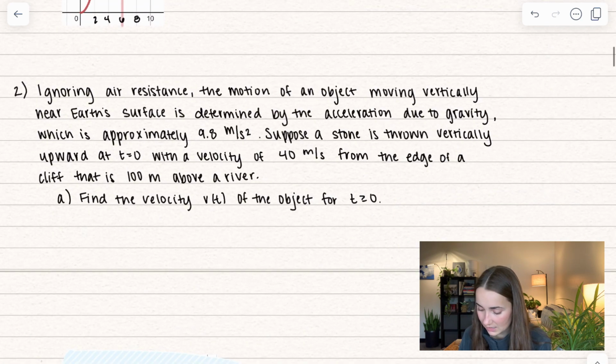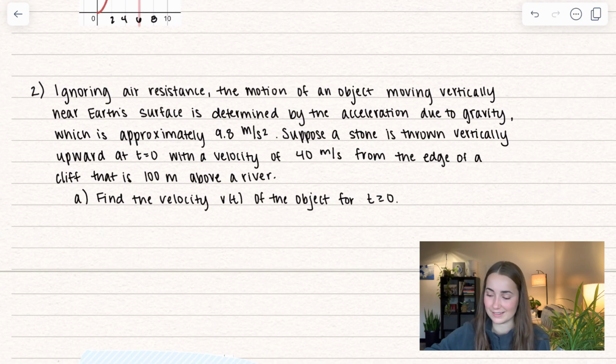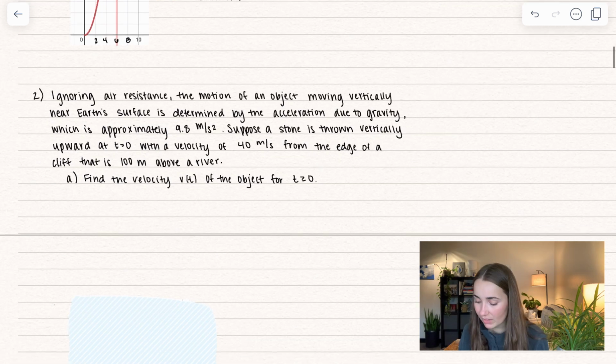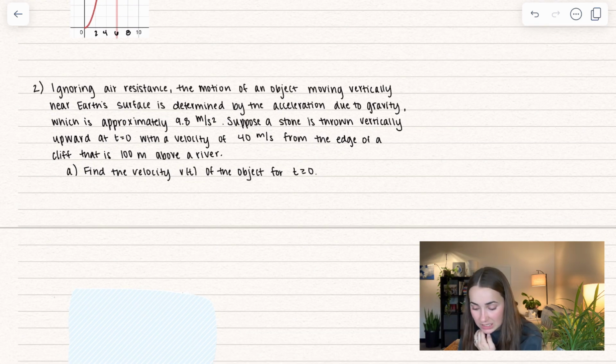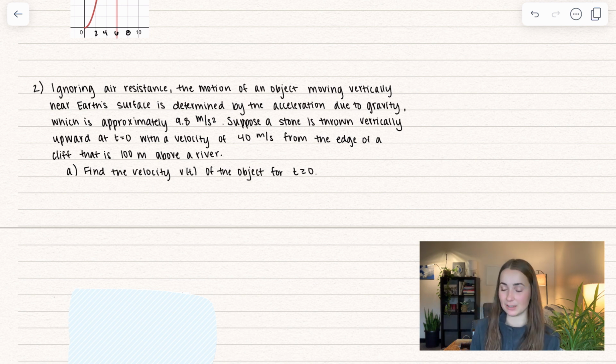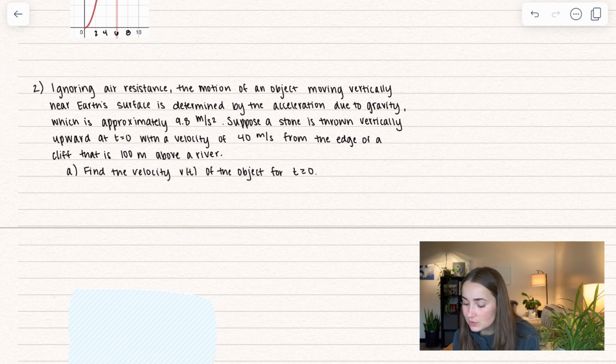Let's go ahead and try another problem. Here we have, ignoring air resistance, which we like to do, the motion of an object moving vertically near Earth's surface is determined by the acceleration due to gravity, which is approximately 9.8 meters per second squared. Suppose a stone is thrown vertically upward at t equals 0 with an initial velocity of 40 meters per second from the edge of a cliff that is 100 meters above a river.